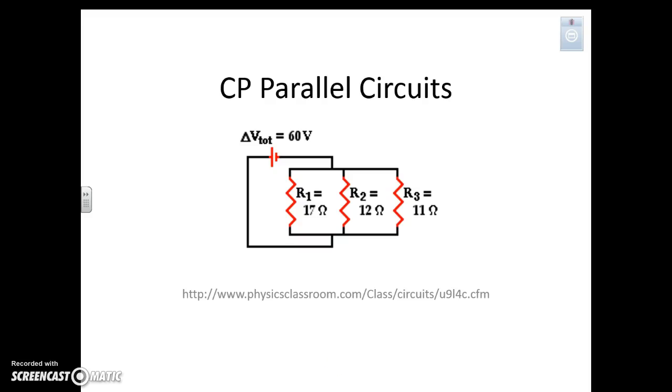Alright, good afternoon. I'm going to make a series of videos about complex circuits. So this first video will talk more about just analyzing a straight parallel circuit. We started doing this in class today, so I'm just going to finish up on some of the things I wanted to point out.